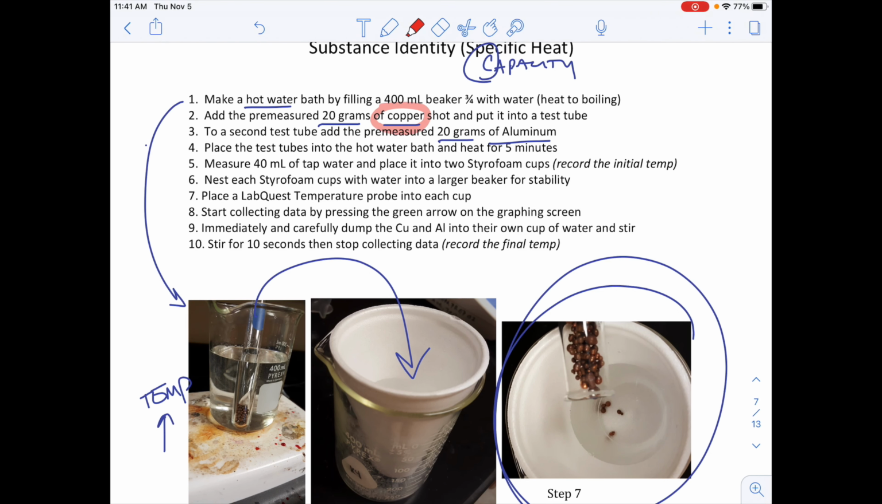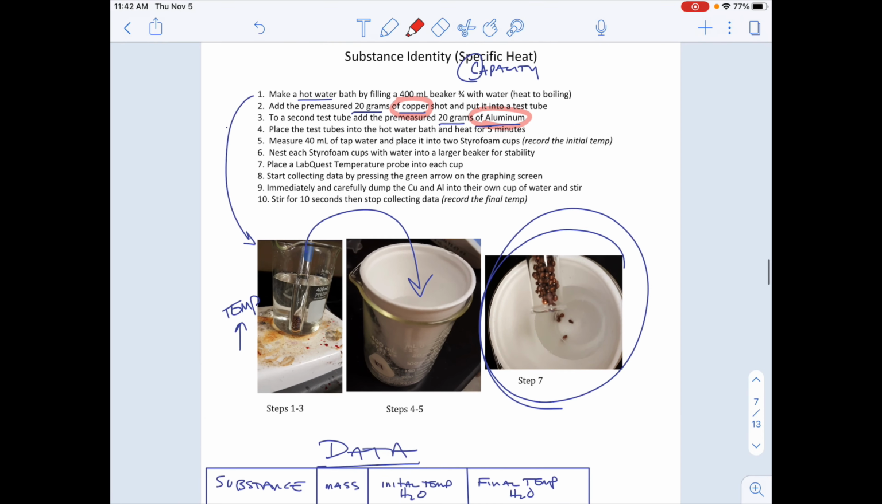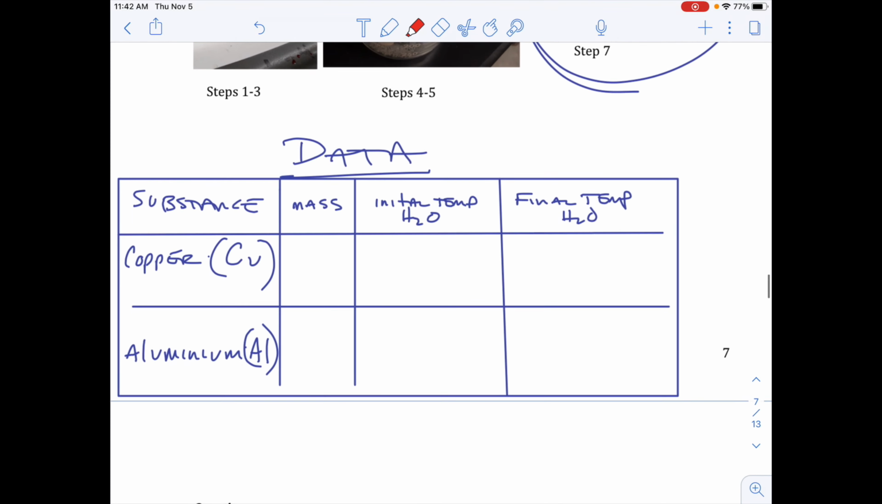We have copper and we have aluminum. We want to see if we use the same amount of different substances, will it affect the water differently? One could make an assumption that, hey, if I have 20 grams of something and I'm putting it into water and both of them are going to be at the same temperature, it should raise the water by the same temperature. That would be one hypothesis. Okay, we can see if that is true or untrue.